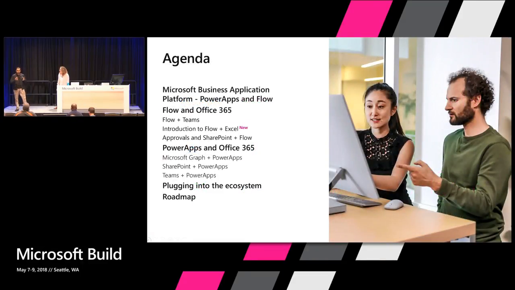So in today's session, we'll start off by setting some context about how PowerApps and Flow fit into the Microsoft Business Application Platform. We'll then dive a little deeper into Flow and how it integrates with Office 365. So we'll talk about our Teams integration. We'll talk about how Flow integrates with Excel. We'll also discuss how Flow integrates with SharePoint and how Approvals fits into the giant picture. And then we'll move on to talk about how PowerApps integrates with Office, covering Microsoft Graph and SharePoint and Teams. And then we'll also talk about how pro developers can plug into this ecosystem and follow it up with a roadmap of where we're headed.